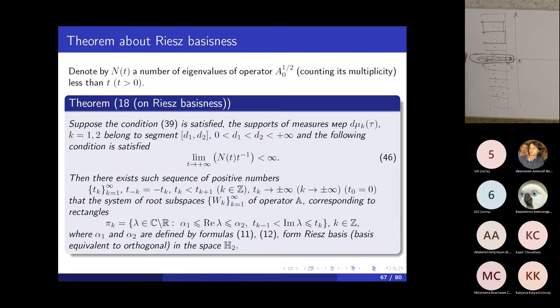It's impossible in this situation to deliver our spectra to individual eigenvalues. We have to unite them in triangles, but it's also a result, of course. And I have maybe 5 minutes there.